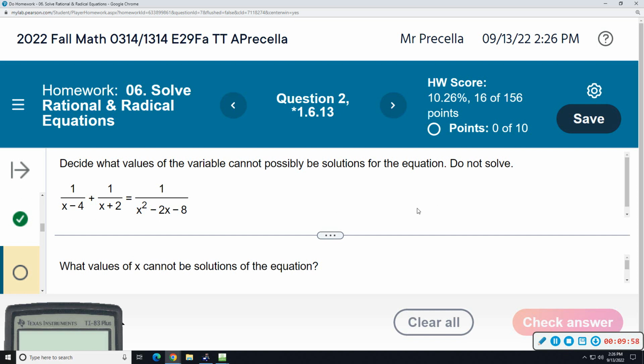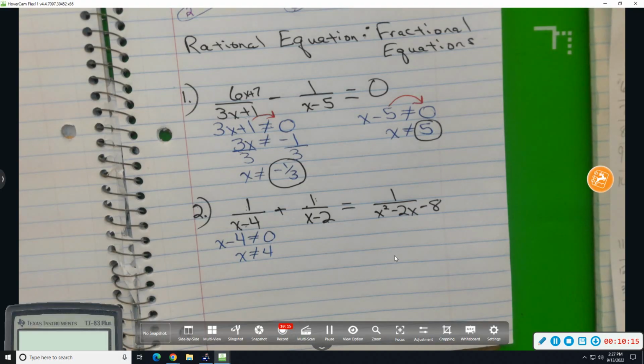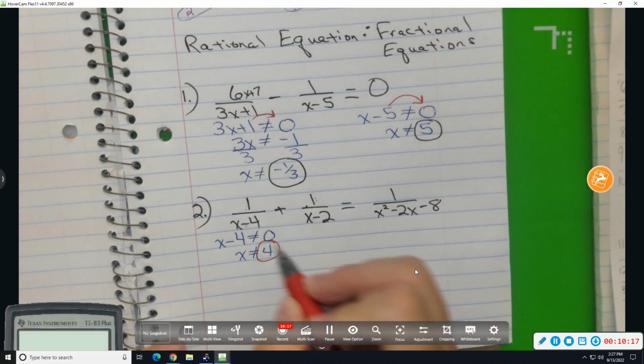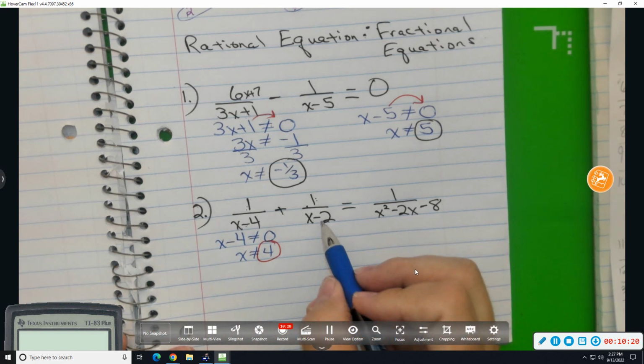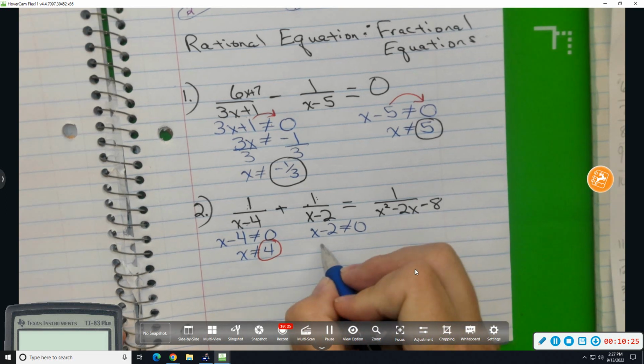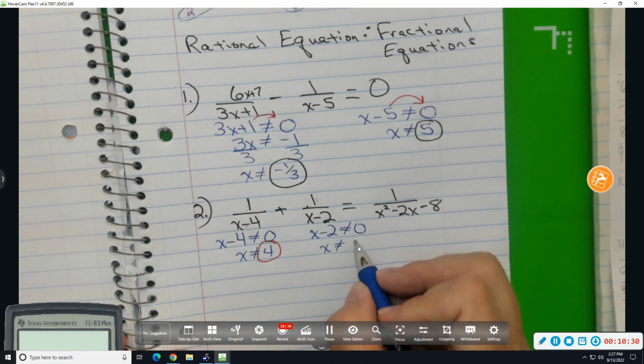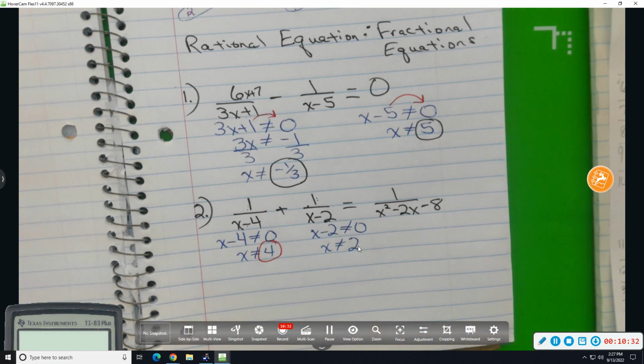The first two fractions, it's pretty easy to figure out. Like the first fraction, what value of x would make that bottom 0? 4. So x cannot equal 4. You're moving the negative 4 over, it became a positive 4. So there's one answer. The next one, x minus 2 can't be 0. So x cannot equal positive 2. I agree. Move it over, change the sign.